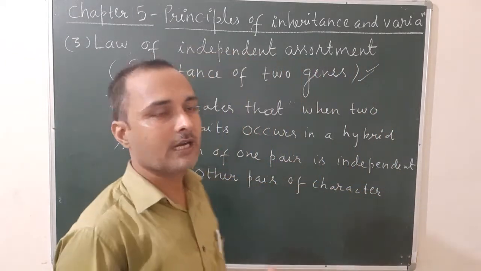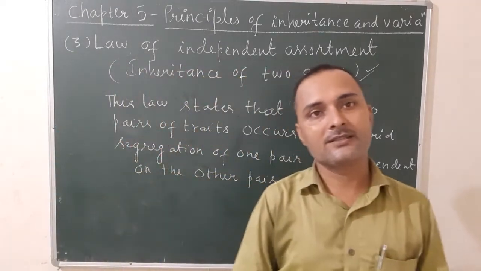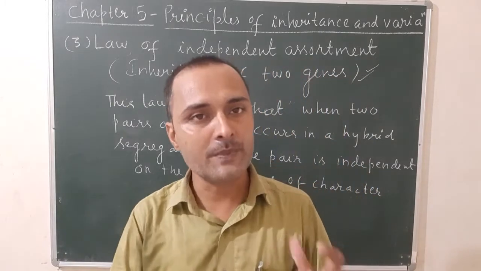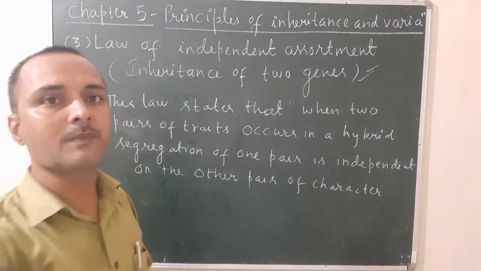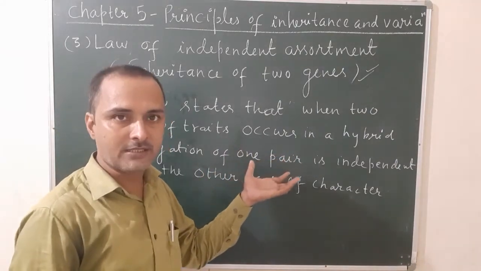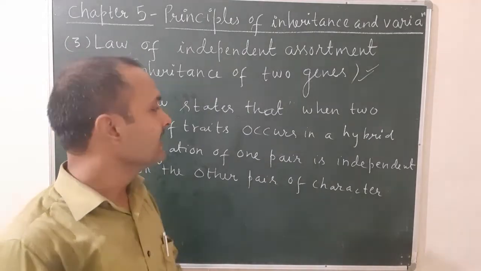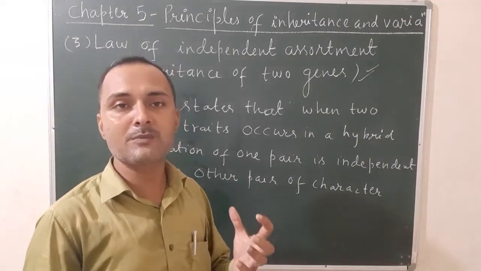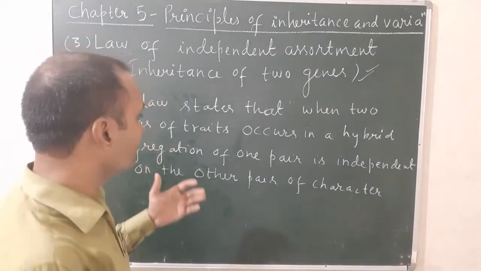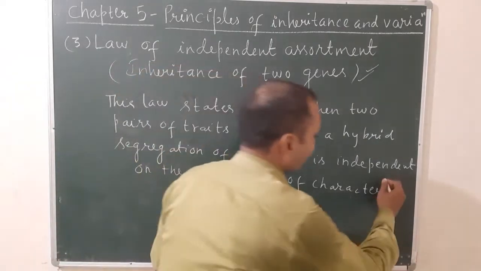This law states that when two pairs of traits occur in a hybrid, or you can say the F1 progeny, then segregation of one pair is independent of the other pair of characters. Segregation means separation. So the segregation of one pair is independent of the other pair of characters.